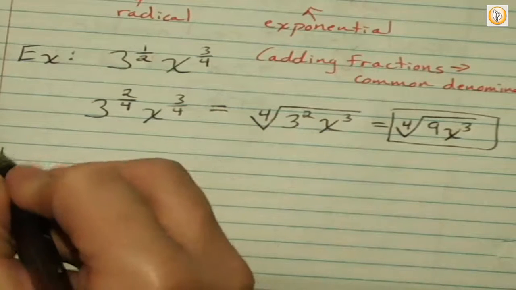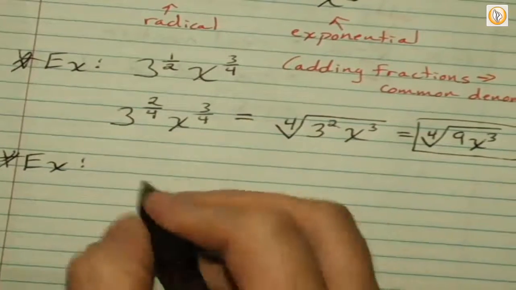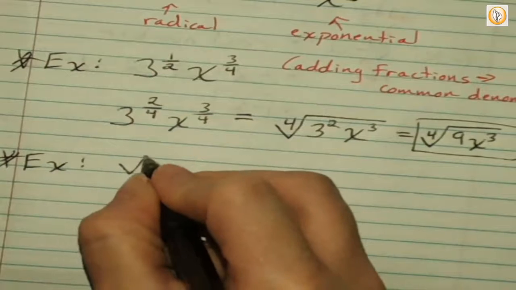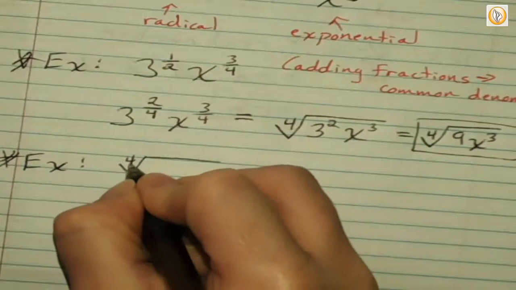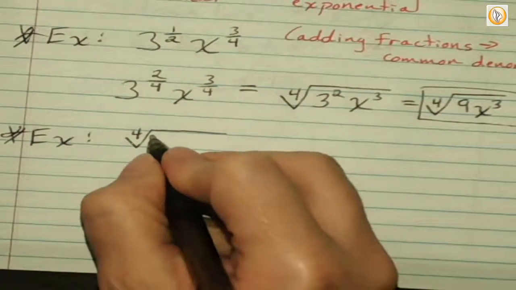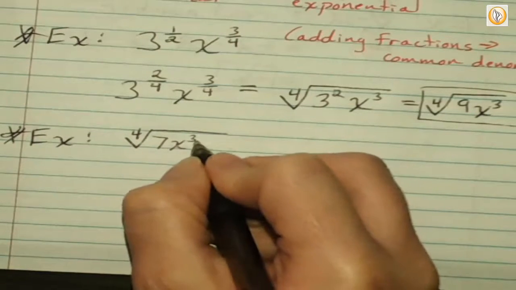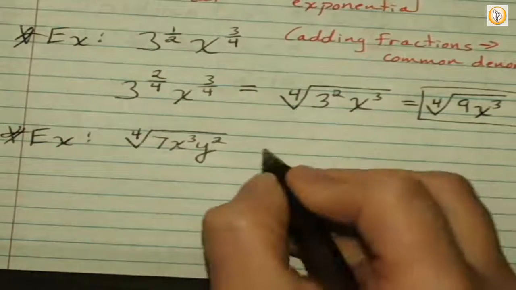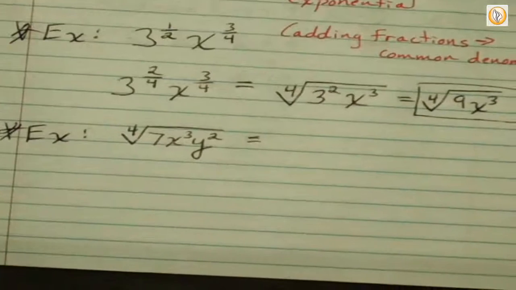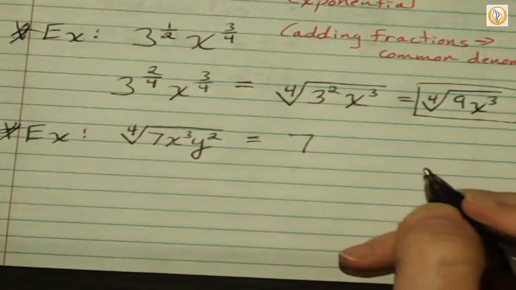All right, let's do another example. And these are kind of important because it's new stuff. What if I have a big old radical sign with a 4 in the check mark, if y'all want to call it that. 7 times x to the 3rd y squared. And I said put it in exponential form. Franz, you want to try? All right. So 7, and then the exponent will be 3 over 4.